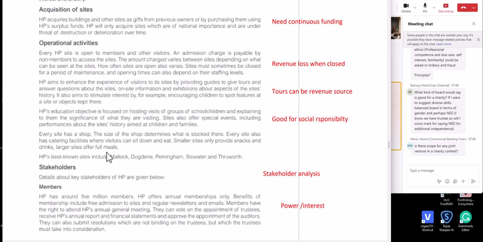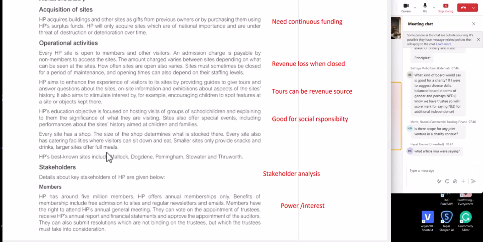Because NEDs are there to keep eyes and ears on the executive directors, right? But we've already got somebody keeping an eye and ear on the executive directors. So NEDs would be duplicating what the trustees are doing. The trustees provide oversight. They are making sure that the charity is running properly. They are monitoring the executive directors.